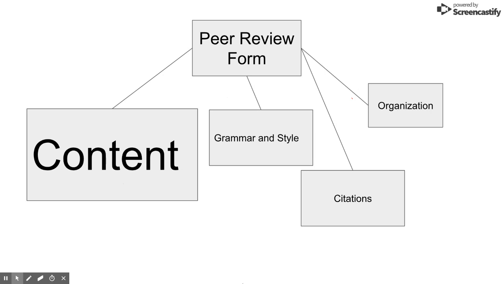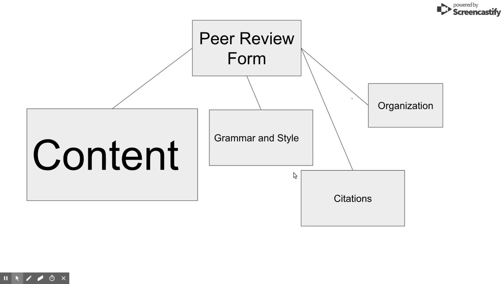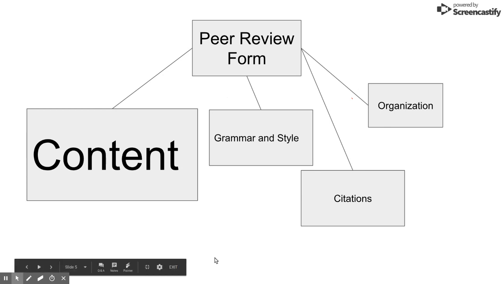So professors may give you a peer review form to help you with this. And in class, I am going to give you a peer review form. These boxes and fonts are kind of sized by how I'll weight the peer review forms. So I focus a lot on content, like 50% or so on content. And then I'll ask maybe 20% each questions on grammar and style and citations, and then a little bit on organization. Now, organization is different than structure. To me, the structure of a paper kind of goes in content and grammar and style and organization, but this organization is something different. We'll look at the breakdown here in a minute.